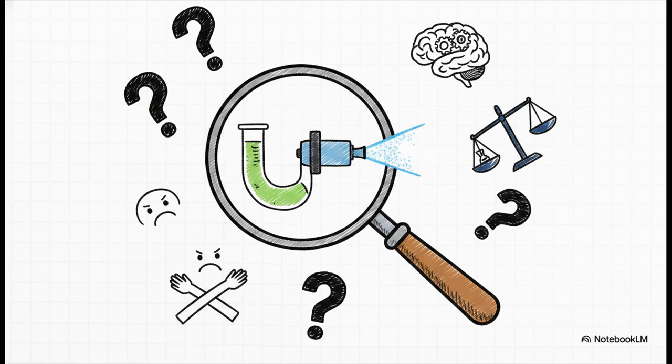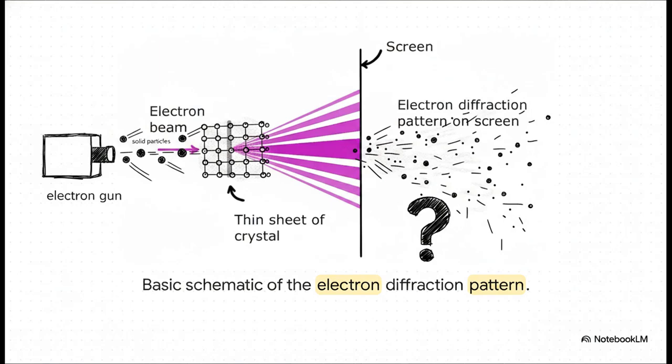That is, until 1927, when two experimenters, Clinton Davisson and Lester Germer, set out to put this crazy theory to the ultimate definitive test. They were going to settle it once and for all. Here is the fundamental setup of their famous experiment. They took an electron gun and fired a beam of electrons, which, remember, everyone agreed were solid particles, straight at a thin sheet of nickel crystal.